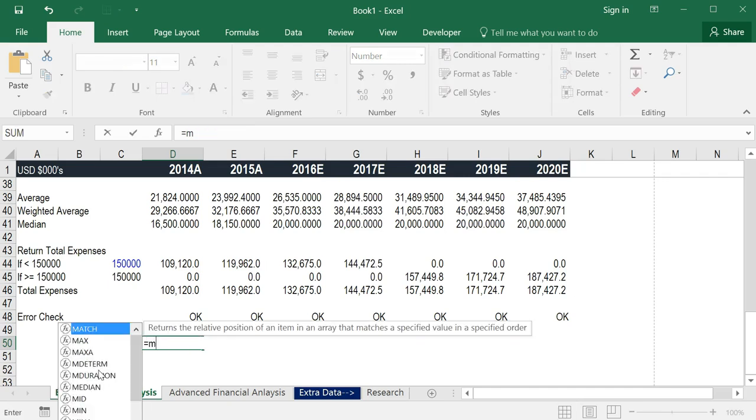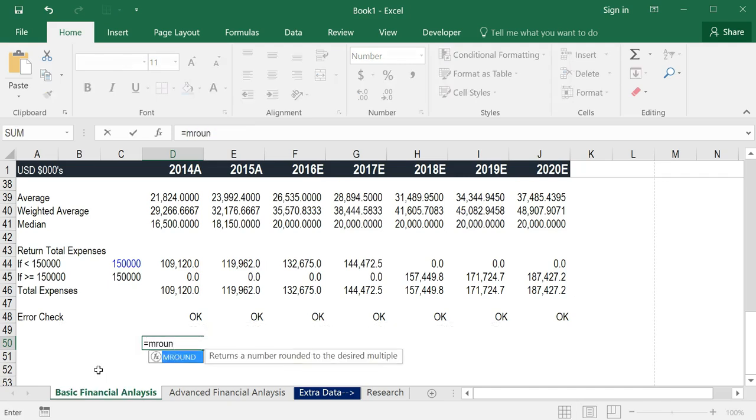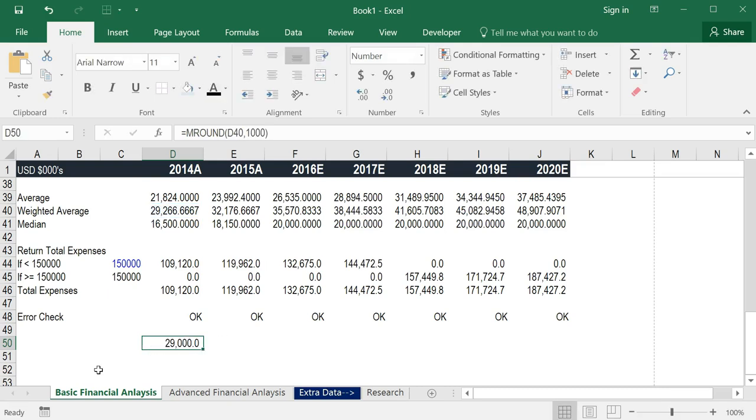So this function is called mRound, and m just stands for multiple. So we're going to round this number here to the nearest 1,000. So just type in 1,000 and close bracket. So now it's 29,000. We could round it to the nearest 100. We could round it to the nearest 10. Or we could round it to the nearest dollar, which is the same as when we did the decimal places to 0 with the regular round function. So they overlap at this point.